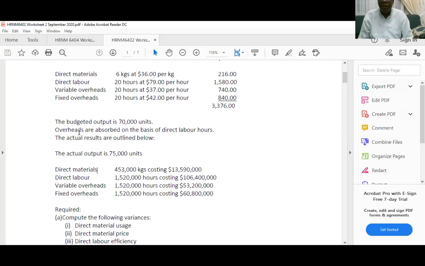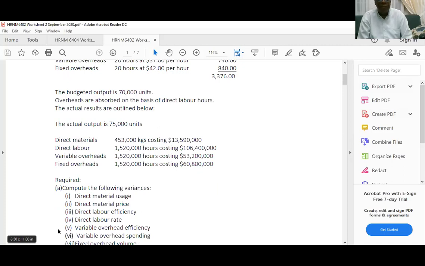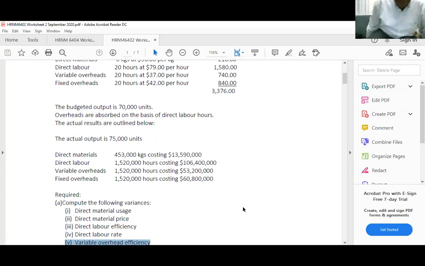Can I move on now, class? Can I move on to the variable overhead efficiency variance? Please stop me if I'm going too fast.